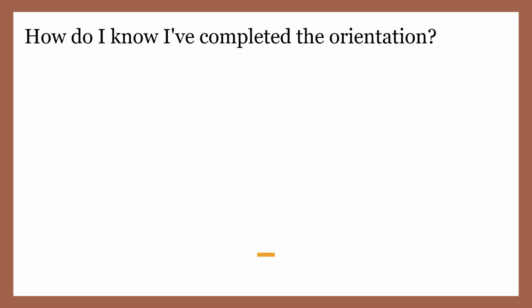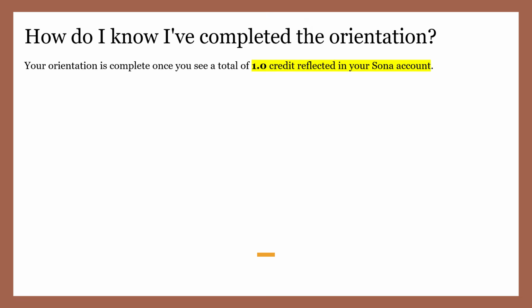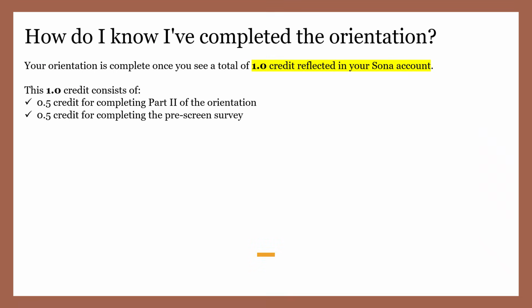Now I'm going to end the orientation with just one final question that students ask me every single semester, which is, how do I know that I've completed the orientation? The answer to this question is actually pretty simple. If you've completed everything successfully, you should see 1 credit reflected in your SONA account. Now, where does this 1 credit come from? 0.5 is going to come from completing part 2, so watching this video and completing the quiz afterwards. And then the other 0.5 is going to come from completing the pre-screen survey.